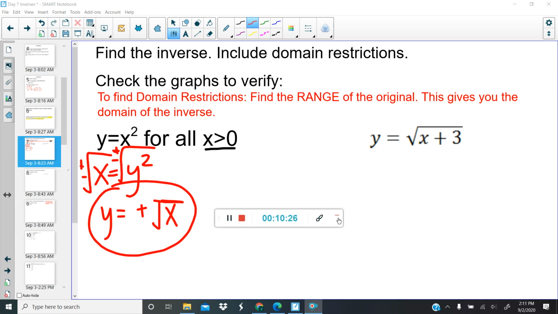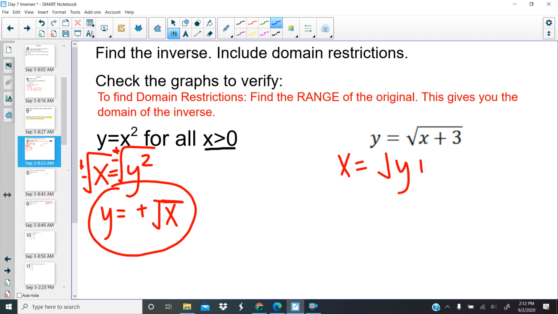All right, so now we're going to do the second one over here where you have y equals the square root of x plus 3. So first I'm going to switch my x and y. So I would have x equals the square root of y plus 3. And then I need to solve for y.